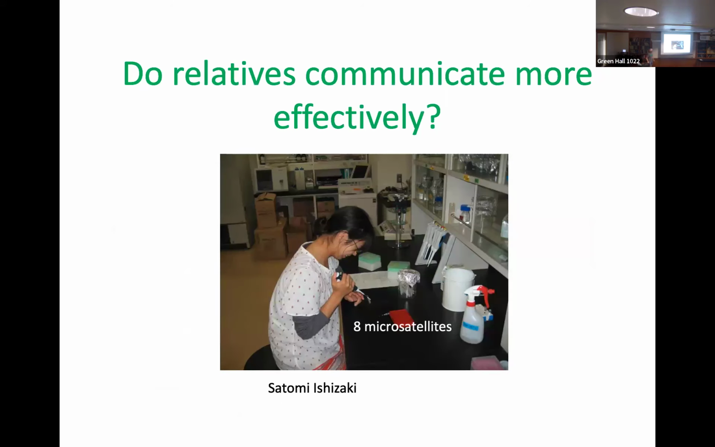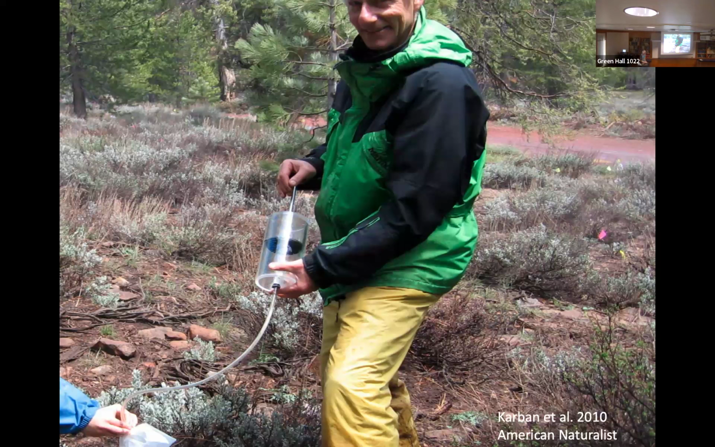And this got us wondering if relatives communicated more effectively. Satomi developed a system of microsatellites, and she was able to tell us the relatedness of all the individuals in our meadow. And then we moved the cues around, and did this using this super syringe. We damaged plants, let the cues accumulate in a plastic bag, got the cue inside the super syringe, walked it to another plant, and incubated that plant with the cue.